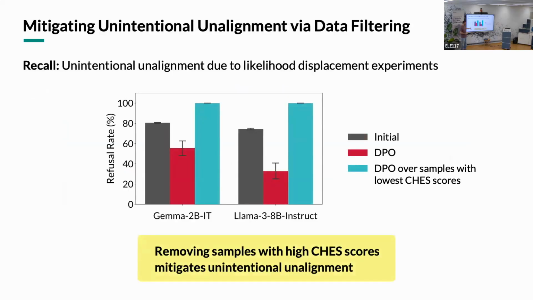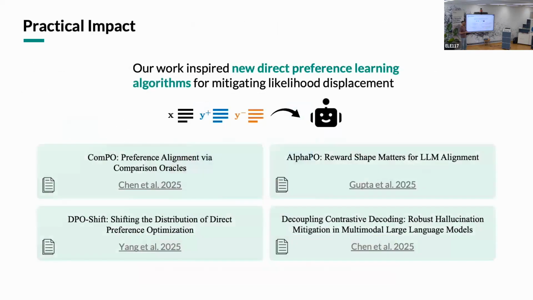Okay, so getting better data can mitigate this issue. Another way to try and combat it is to change the objective, add some regularizers, modify it. And this is something that several follow-up papers have done, and you can feel free to check them out.